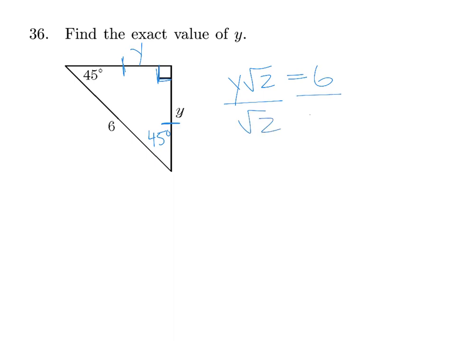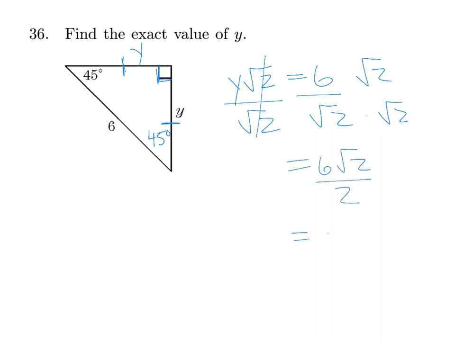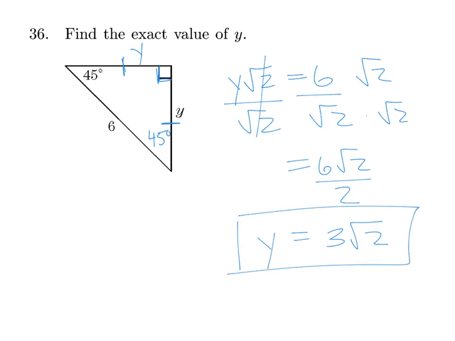So I divide by square root of 2. I'm going to rationalize the denominator. So I get 6 square root of 2 over 2. I have 3 square root of 2 for y. Done.